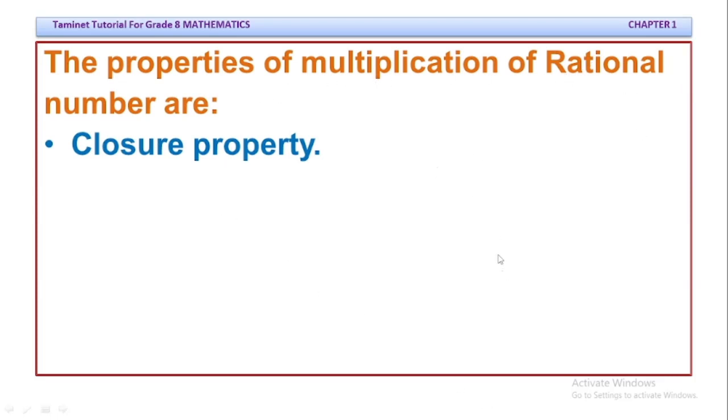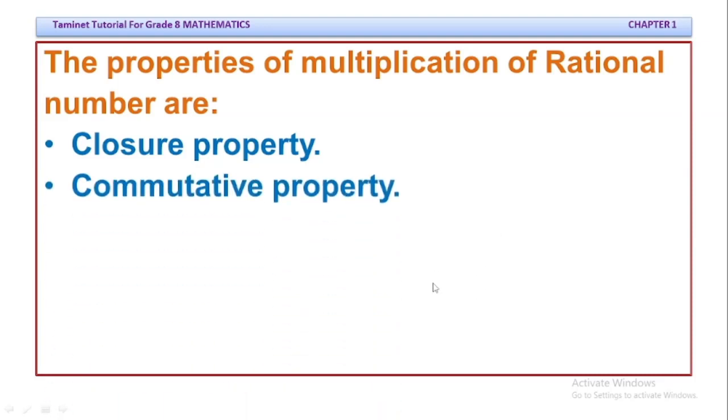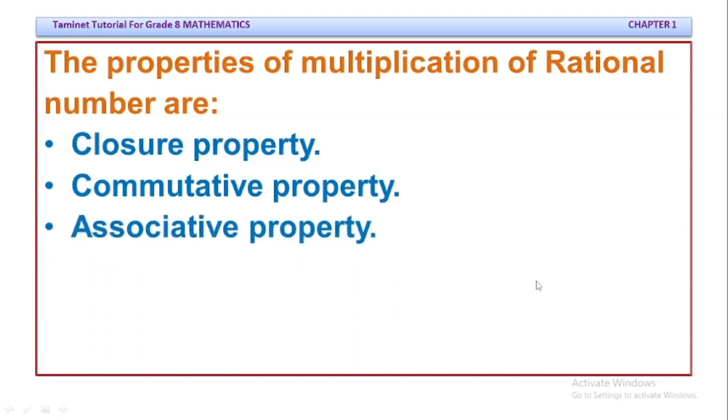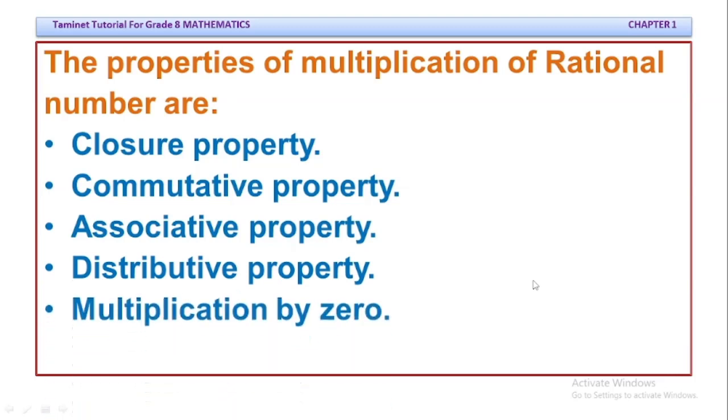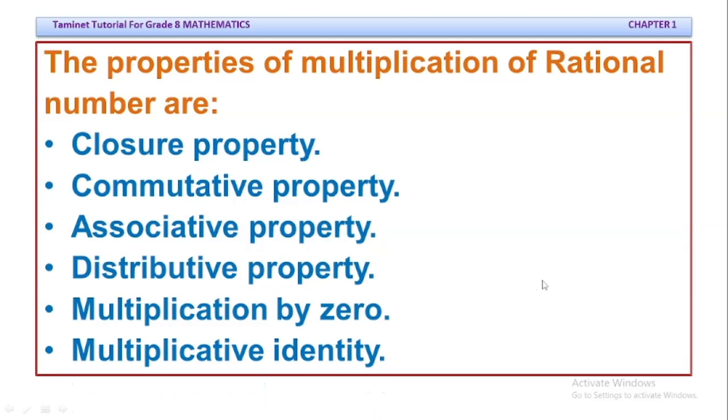The properties of multiplication of rational numbers. The first one is closure property. The second one is commutative property. The third one is associative property. The fourth one is distributive property. The fifth one is multiplication by zero. And the sixth one is multiplicative identity. So these are the properties of multiplication on the set of rational numbers.